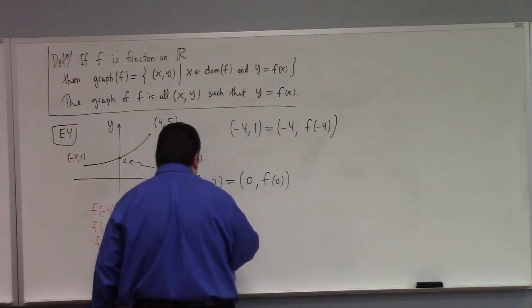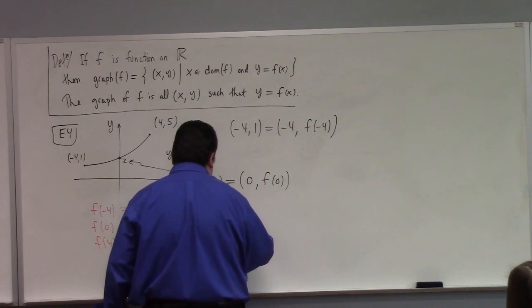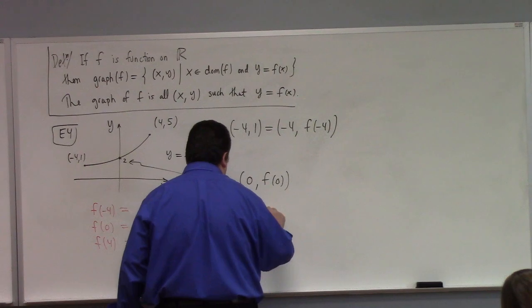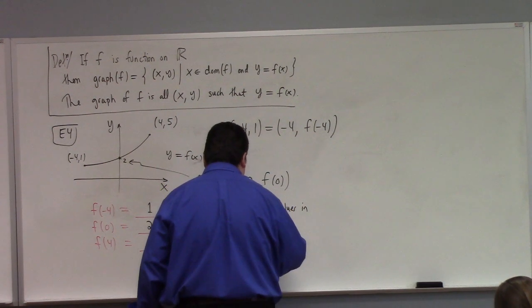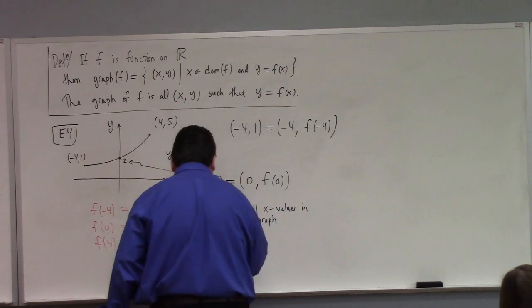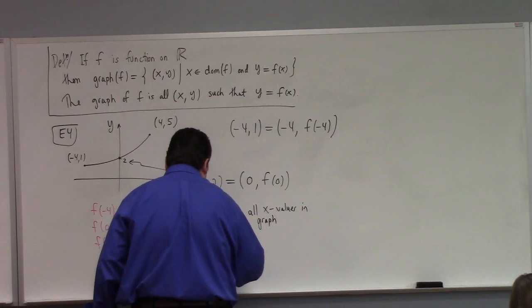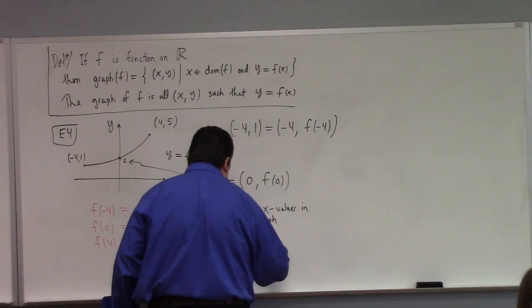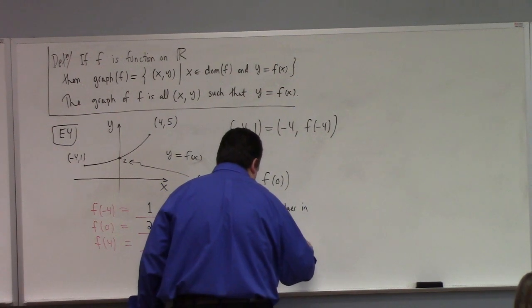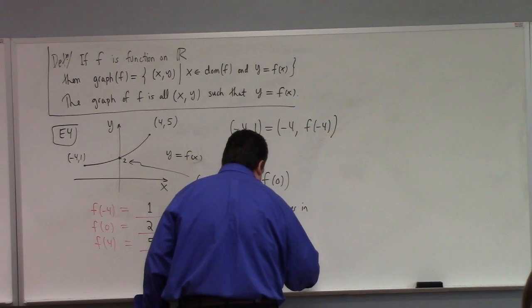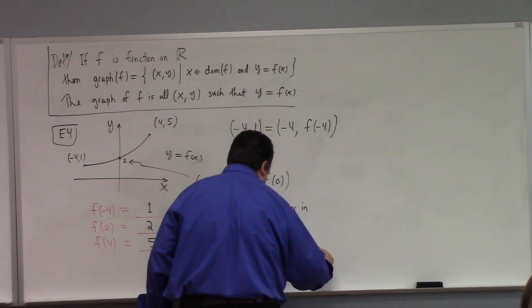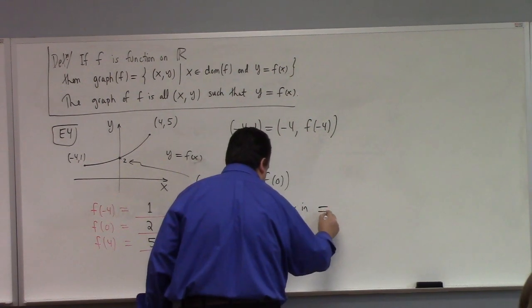The domain of f equals all x values in the graph. Range equals all y values attained in the graph. So you guys tell me, we're going to use that dreaded interval notation.